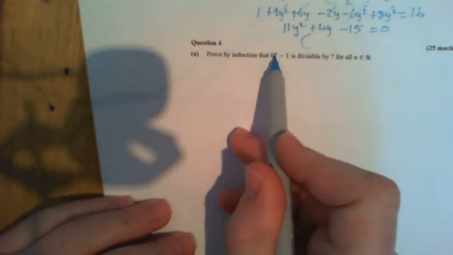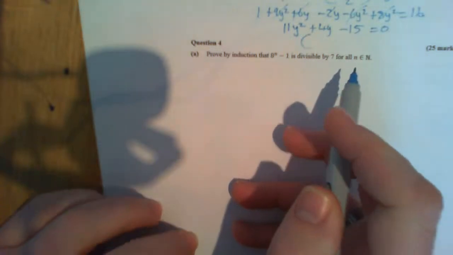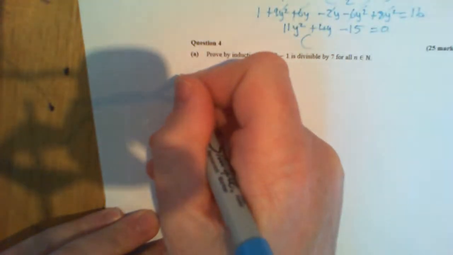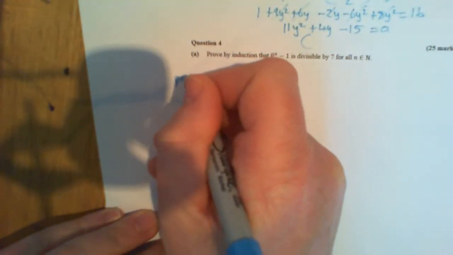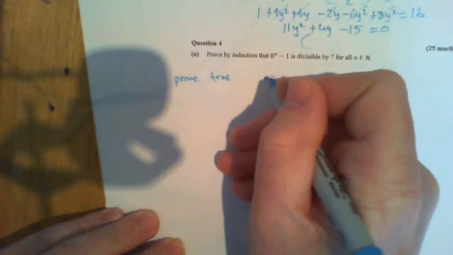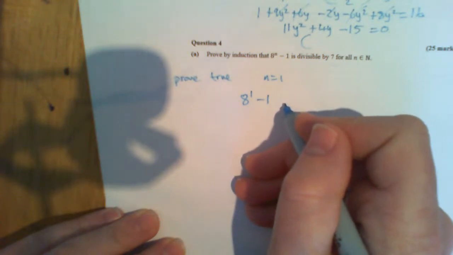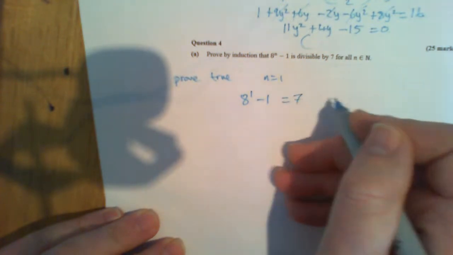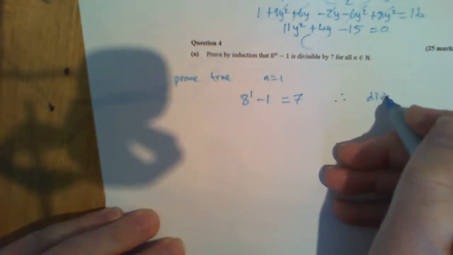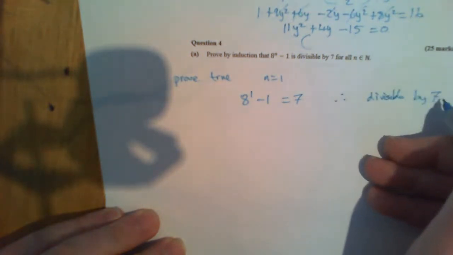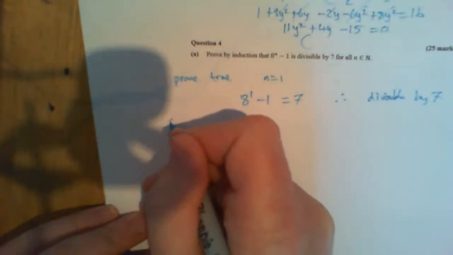So we have a nice little induction here. Prove by induction that 8 to the power of n minus 1 is divisible by 7 for all n an element of the natural numbers. We've done a few of these. First, prove it's true for n equal to 1. So 8 to the power of 1 minus 1 is 7, therefore divisible by 7.